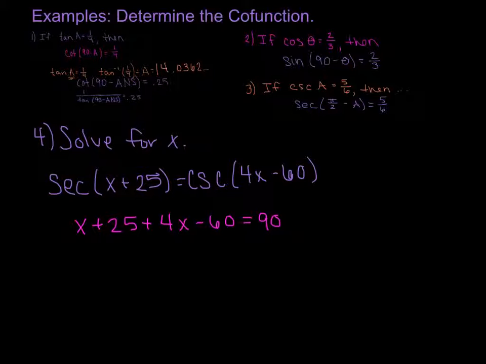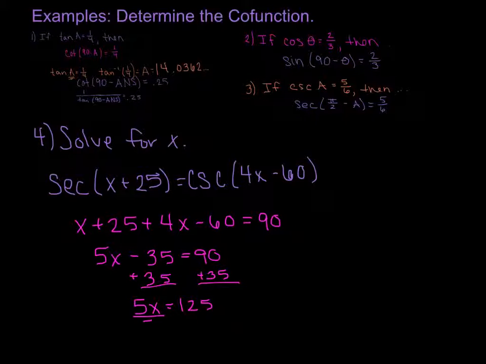So if I want to solve it, I would have x plus 25 plus 4x minus 60 equals 90. Because I'm taking my two angles, x plus 25 and 4x minus 60, and setting their sum equal to 90 because they're complementary. If I add those up, I would get 5x minus 35 equals 90. Solving for x, I'd have to move the 35, so add 35 to both sides. So I get 5x equals 125. Divide by 5. x is equal to 25.